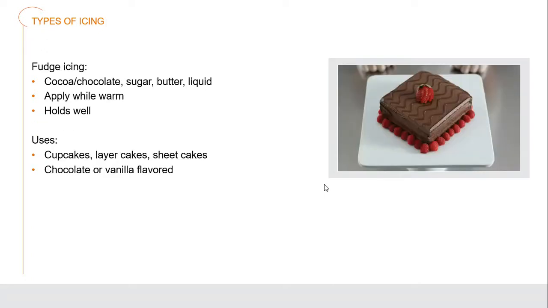Then fudge icing, now we're looking at something that's a really, really rich type of icing. Very often you would use cocoa or chocolate flavoring in there, but there's a lot of sugar, butter, and liquid that you actually put in there. You will apply this kind of icing while the cake and everything is still warm. It holds well once it cools down. This is perfect to be able to use on cupcakes, layer cakes, sheet cakes like you see in the picture here. Chocolate and vanilla flavored are very popular forms of fudge icing as well.